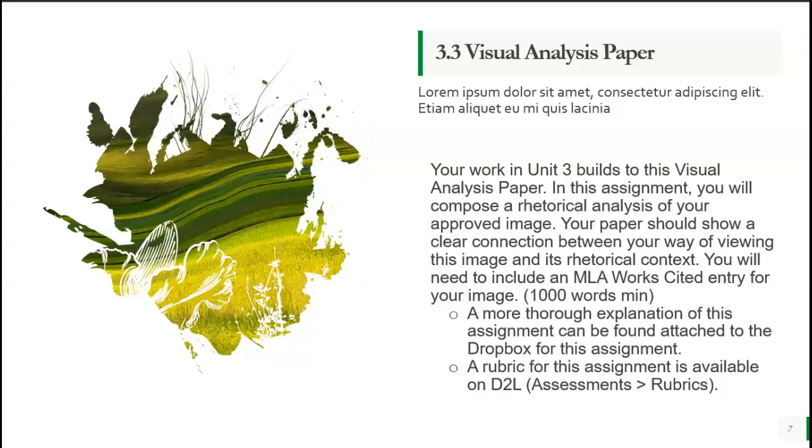In this assignment, you're composing a rhetorical analysis of whatever image that was approved. Your paper should show a clear connection between your way of viewing the image and its rhetorical context. There's a more thorough explanation of this assignment in Dropbox, attached to the Dropbox, and also in our Unit 3 modules. The rubric can be found by looking at assessments and then clicking through to rubrics.